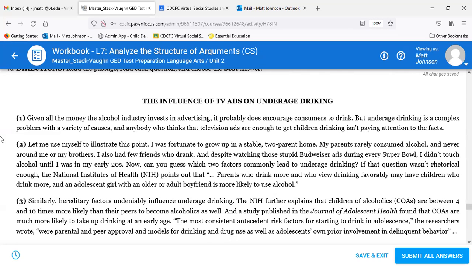Now, can you guess which two factors commonly lead to underage drinking? If that question wasn't rhetorical enough, the National Institutes of Health points out that parents who drink more and who view drinking favorably may have children who drink more, and an adolescent girl with an older or adult boyfriend is more likely to use alcohol.